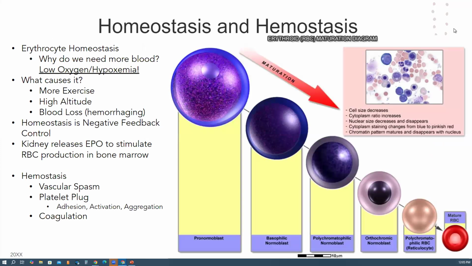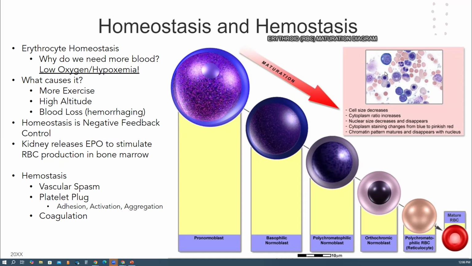Okay, so homeostasis. So we kind of discussed how all of our blood cells are coming off of one main stem cell. Homeostasis and erythropoiesis. Erythropoiesis is the process by which we make red blood cells in the body.